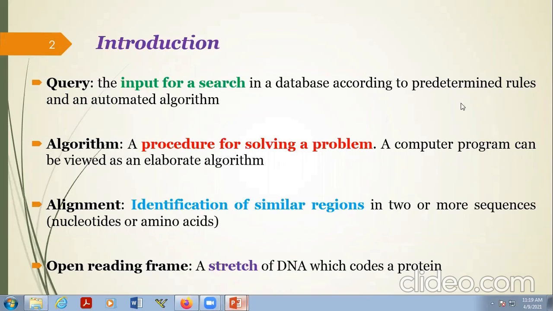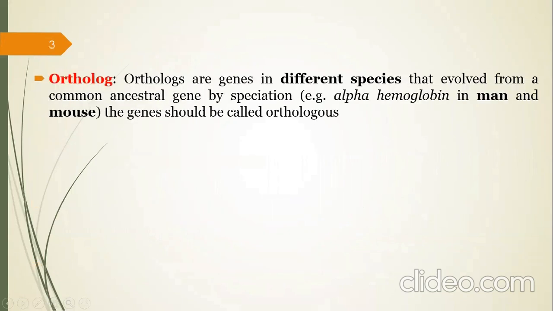And moving further is orthologs. Orthologs are genes in different species that evolved from a common ancestral gene by speciation. So they are the same genes present in different species. For example, alpha hemoglobin in man and mouse. Man and mouse are different species, different genera, but they have the same gene, alpha hemoglobin. So alpha hemoglobin in different species will be called orthologs. Orthologs are the same gene in different species.